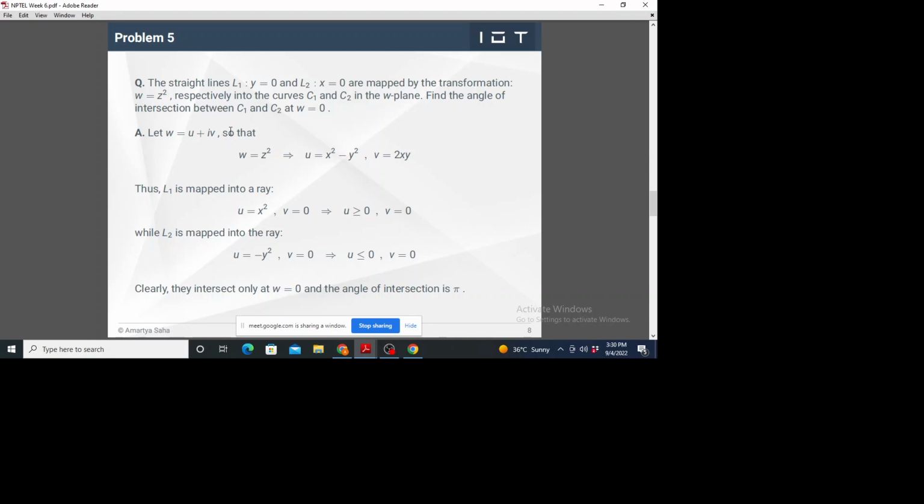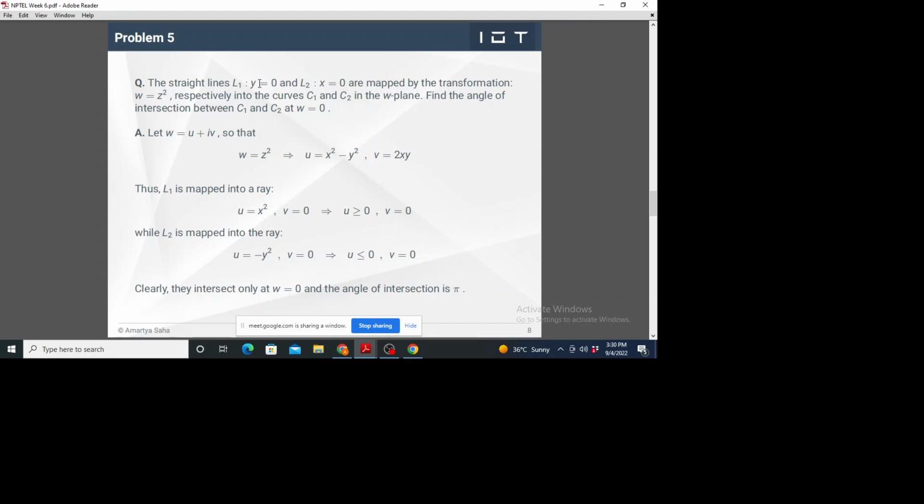So again, the standard algorithm for these problems. Let W equal U plus iV. We are given W equal to Z squared, so that means U is x squared minus y squared and V is 2xy. Now we'll look at the mappings. So L1. What is the map of L1?